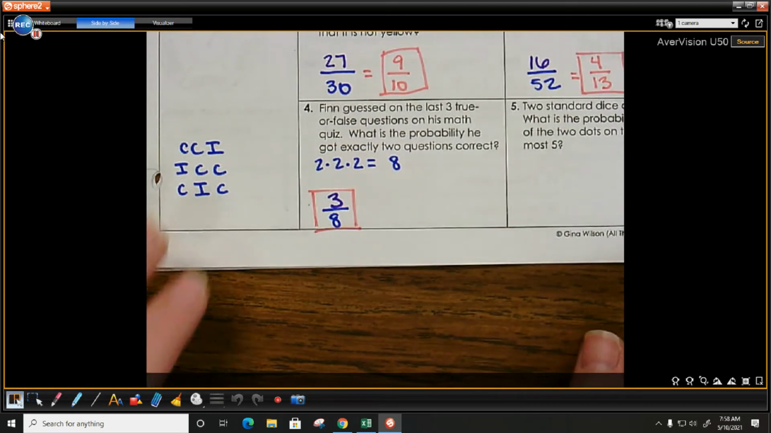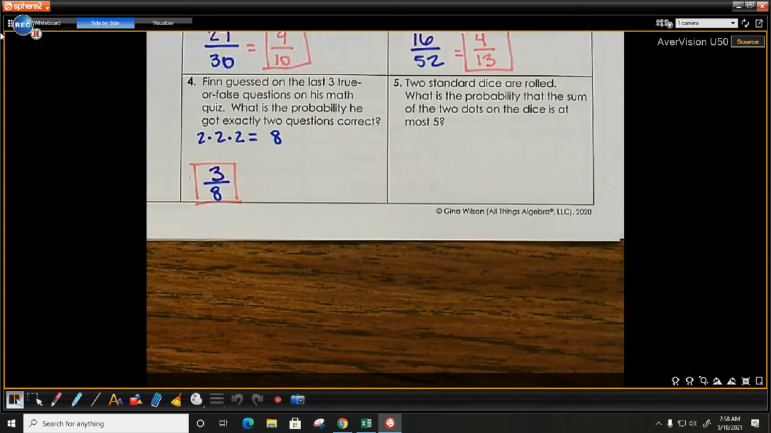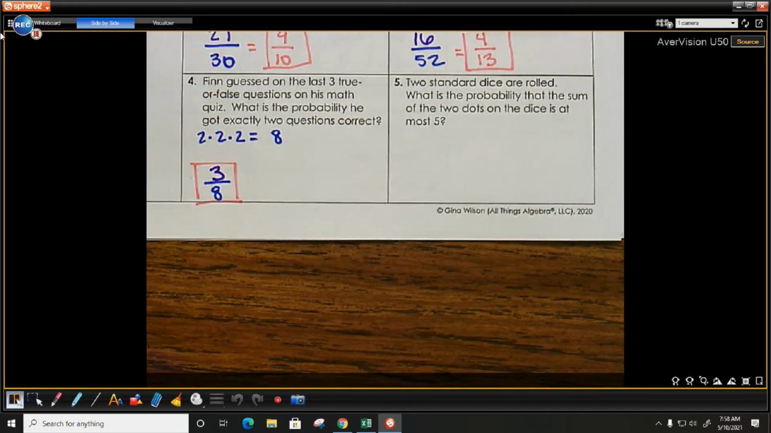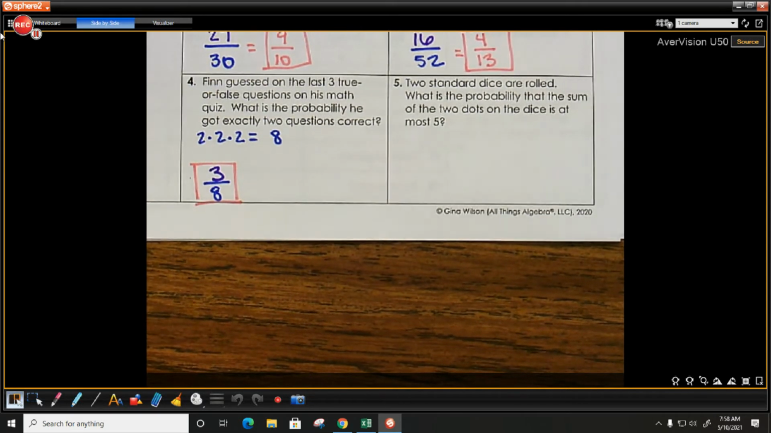Okay, 2 standard dice are rolled. What is the probability that the sum of the dots on the dice is at most 5? So let's first think, what is the total number of outcomes possible?